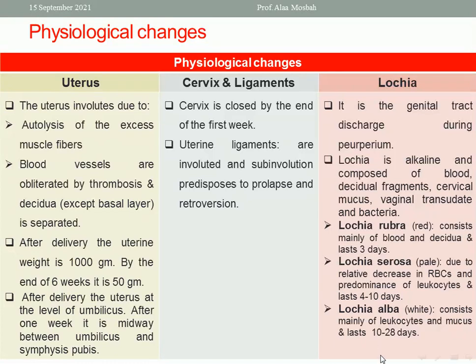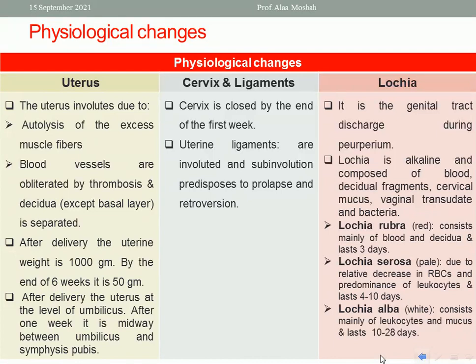What about lochia? Lochia is defined as genital tract discharge during puerperium. Lochia is alkaline and composed of blood, residual fragments, cervical mucus, vaginal transudate, white blood cells, and bacteria. There are 3 types of lochia: lochia rubra, lochia serosa, and lochia alba. Lochia rubra, red in color, consists mainly of blood and decidua and lasts 3 days.